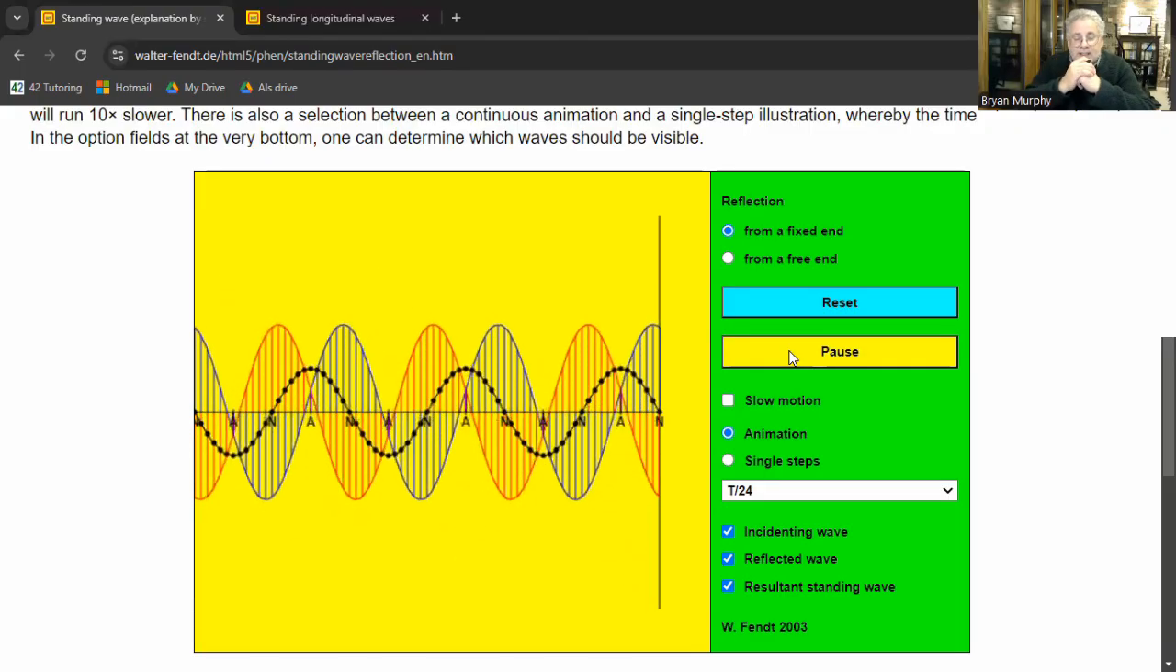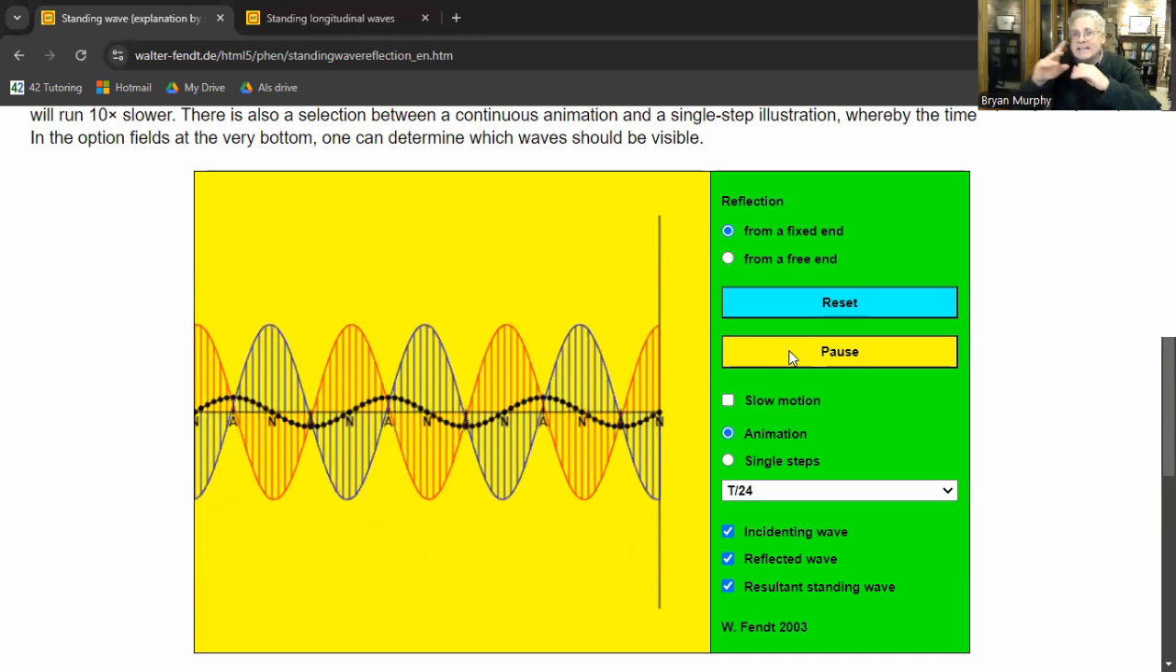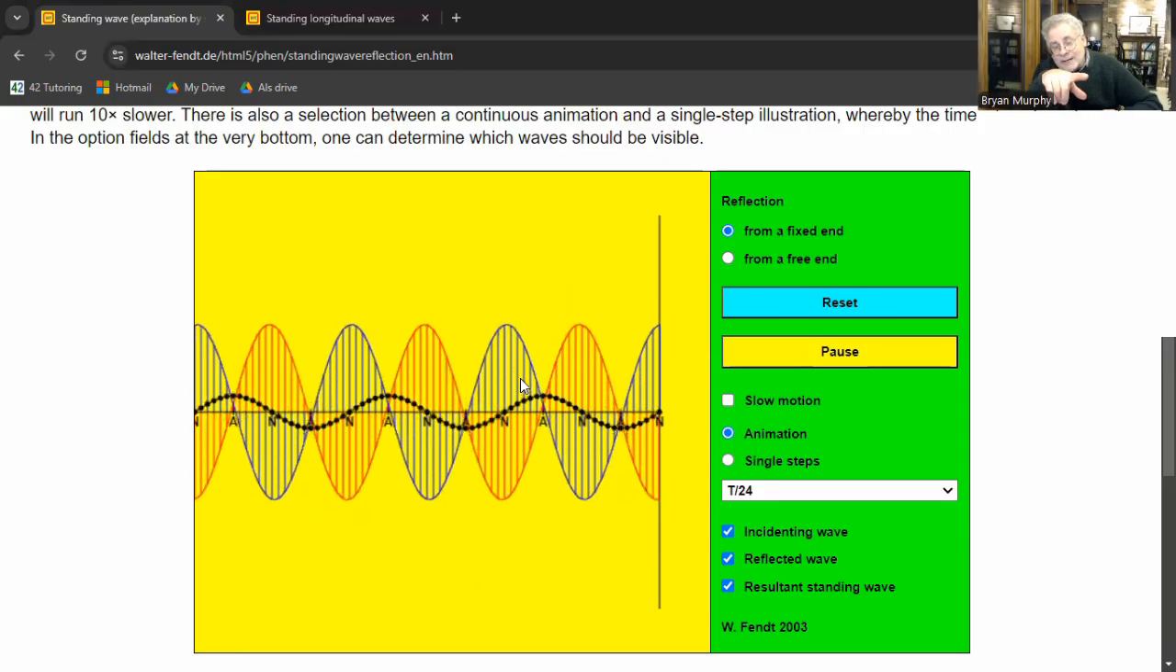I don't think it comes clearer than that. Okay, I'm assuming that's okay. Okay, that is what a standing wave is. Now that you understand that, I'm hoping, because if you don't, I'm waiting for something in the chat.